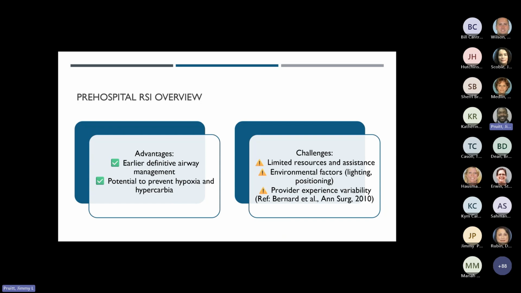So from a pre-hospital standpoint, there are some advantages, especially when I reached out to different pre-hospital groups. Early definitive airway management is going to be great. There is a potential to prevent hypoxia and hypercapnia. However, there are some challenges associated with limited resources and assistance. And I know some of my pre-hospital people are on board, your resources are going to differ across the state. What you're able to do, not everyone can do, and I think the data is going to kind of point to that. And there may be some environmental factors like lighting and positioning, and provider experience is going to be variable across the board.